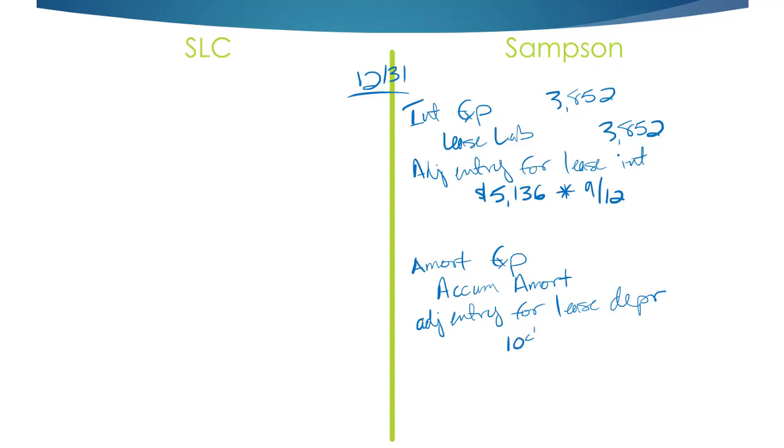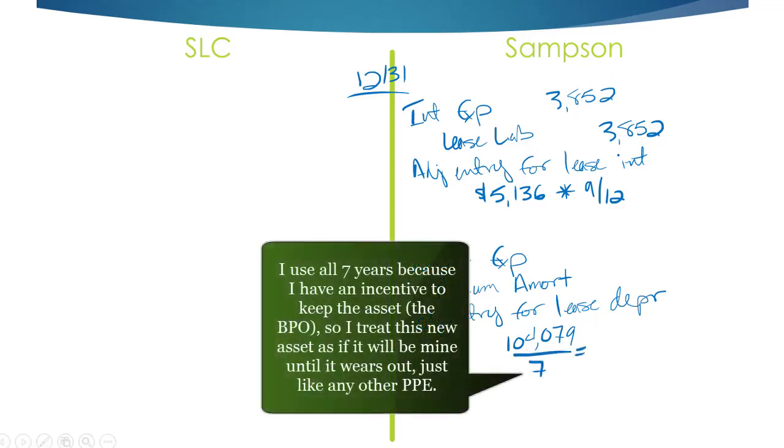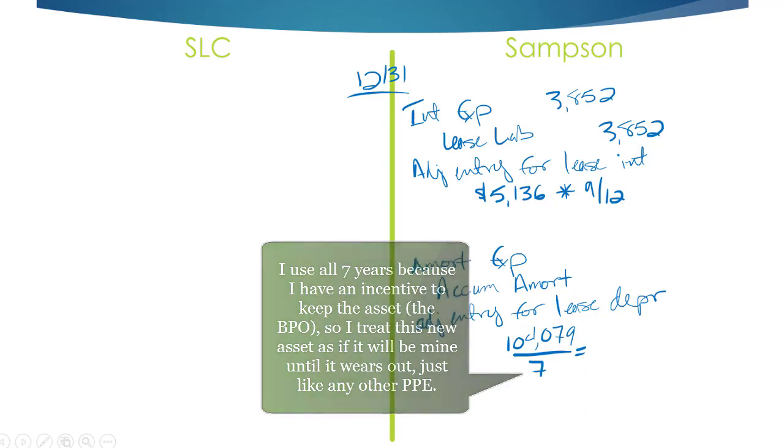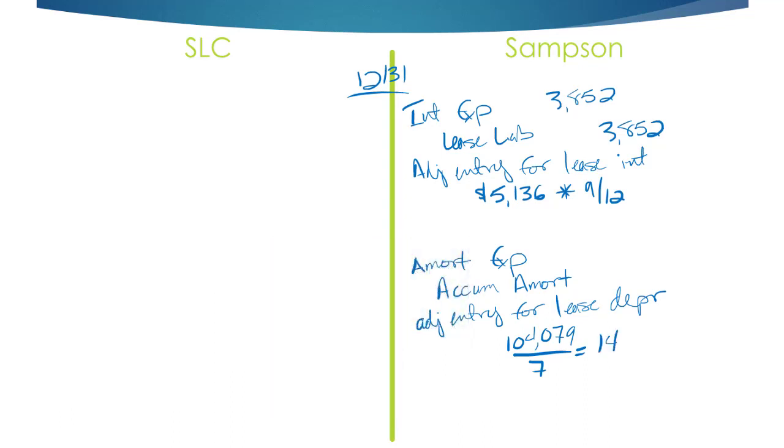Now in this case, I get to keep this asset. So I take the 104,079. The salvage value is 0. So I just divide by the 7 years, and I can use all 7 years of its useful life. I get 14,868, and again I need to multiply. It's only been 9 months, so that gives me 11,151 as my amortization expense.